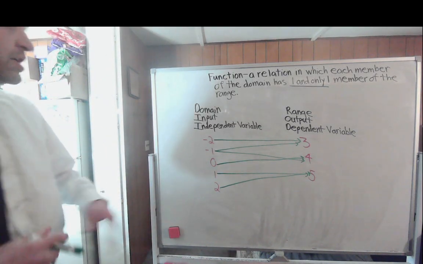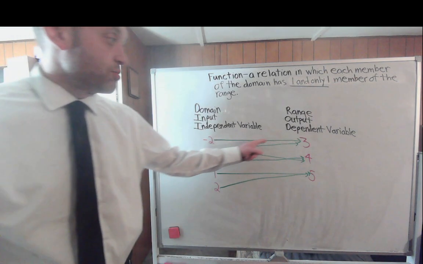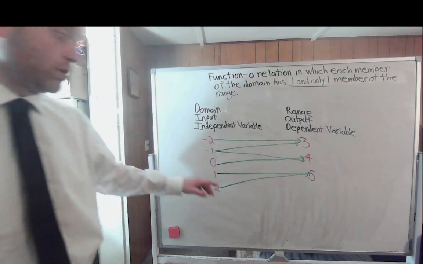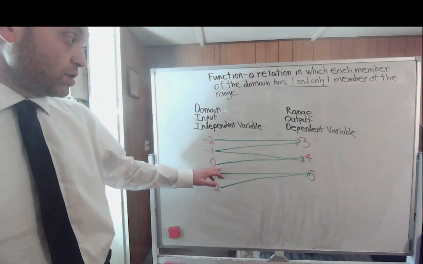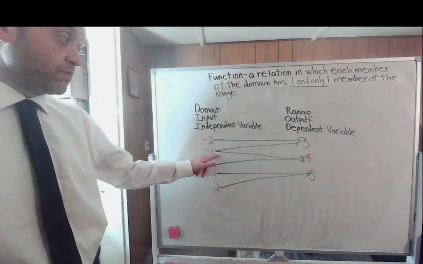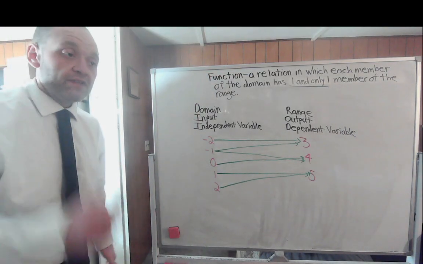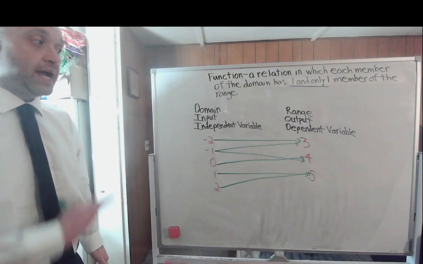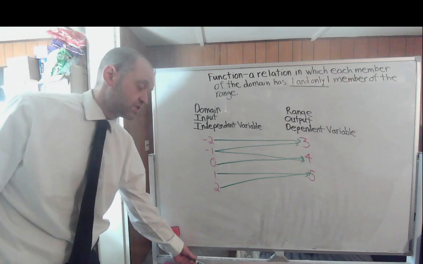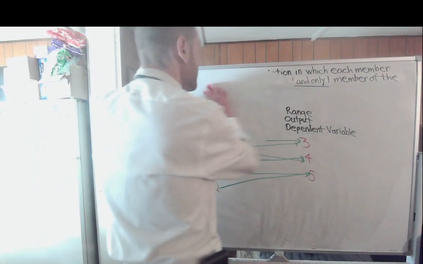So you have your domain, again, from -2 to 2, and -2 has only one member of the range, being 3. But if you look at -1, it has two members of the range, both 3 and 4. And then 0 only has 4, 1 only has 5, 2 only has 5. Well, if you look at -1, it has two members of the range, which would make this not a function, for the fact that if even one member of the domain has more than one value of the range, the whole thing's not a function, even if the rest of them have only one member. So that's something to keep in mind when trying to determine if a relation is a function.